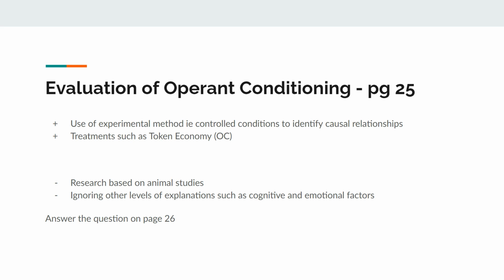And lastly, operant conditioning has been criticised for ignoring other levels of explanation, such as cognitive and emotional factors. Really what we're saying is it's too simplistic to just talk about conditioning in terms of explaining behaviour. We ignore evidence that suggests that there are cognitive and emotional factors that are very, very important, but there are internal states that we can't directly see, and that's quite a criticism really of operant conditioning.